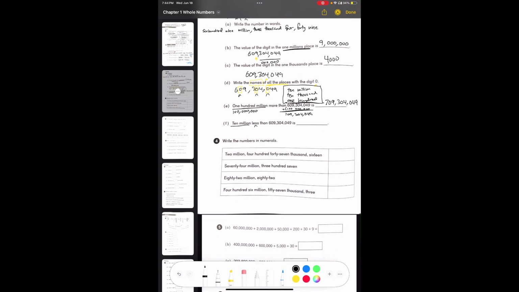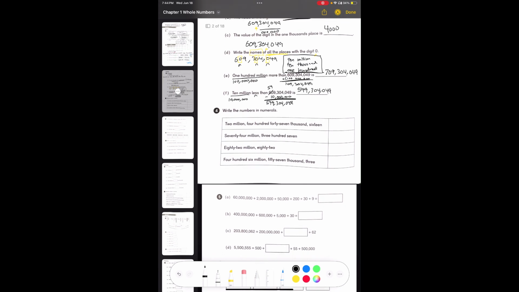10 million less than, which means we'll be subtracting. So 10 million less than this number is, so we just take 10 million here and do simple subtraction. So this will become 599,304,049. That's our answer. All you're doing is subtracting 10 million because it's 10 million less.